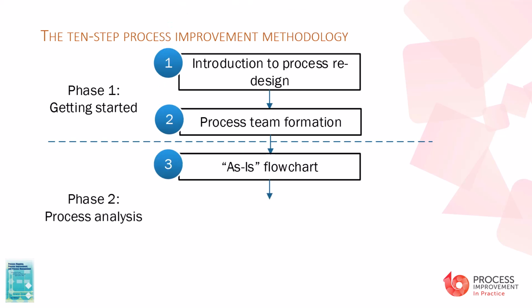The process analysis phase starts with the 3rd step, which is creating an as-is flowchart of the process. Here, the current state of the process is drawn and validated by on-site process walkthrough. In this step, the process is diagnosed for problems using what is called the 4 lenses of diagnosis that will be explained in the coming lessons.